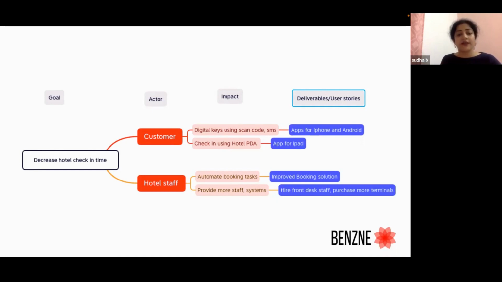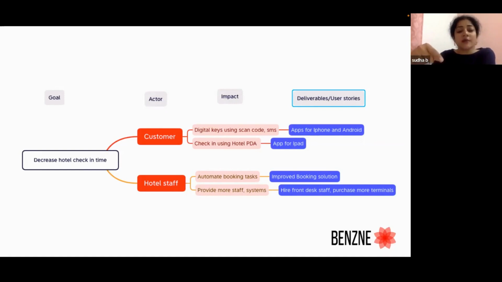I've identified the actors. The next question: how are the customers, what is it that the customer will do to reduce the check-in time? If the customer has some kind of a code on his mobile, which he'll punch in, he'll be able to check in faster. If the customer gets a scan code on his phone, he'll be able to check in faster. So these are the behaviors or the interactions the customer will have with the system that you're developing. Those are the how part.